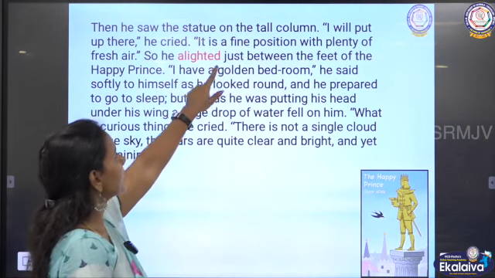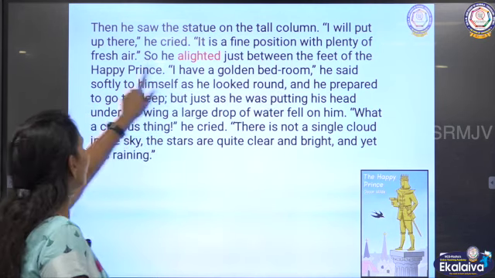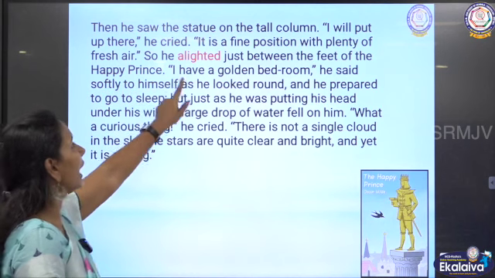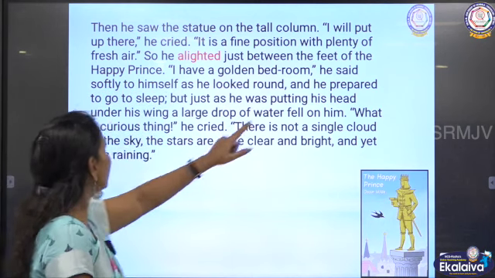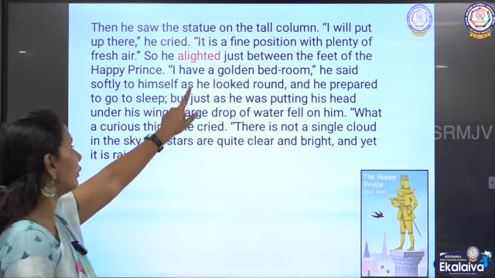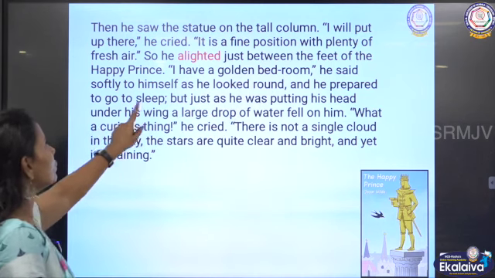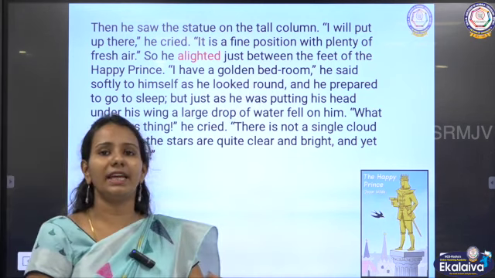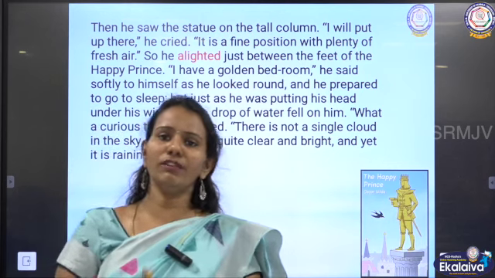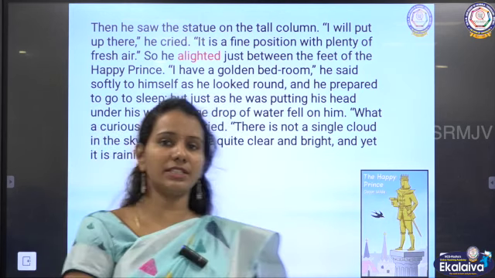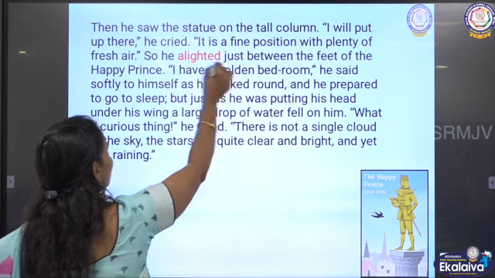So he alighted just between the feet of the Happy Prince. I have a golden bedroom, he said softly to himself as he looked around, and he prepared to go to sleep. So he alighted. He alighted means what? He flew down or he descended. Alighted means what?